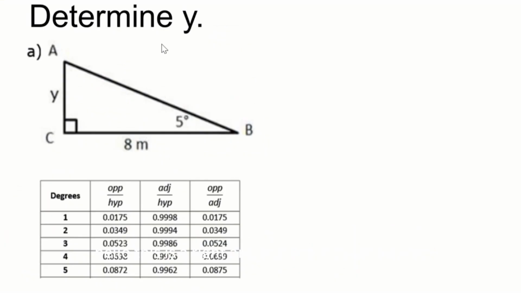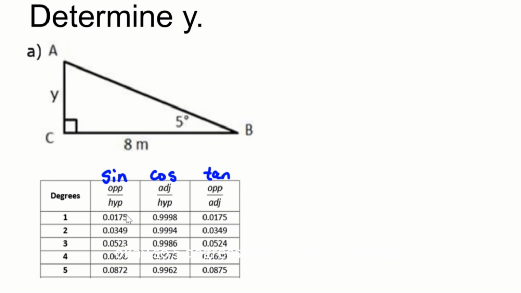This is a right angle triangle question, and one angle is given, one side is given, and you need to find the side AC, y. And how to find y? We have the ratios, so you could use the sine, cosine, and tangent trig ratios, or you could just use opposite over hypotenuse, adjacent over hypotenuse, and opposite over adjacent to represent the sine, cosine, and tangent.